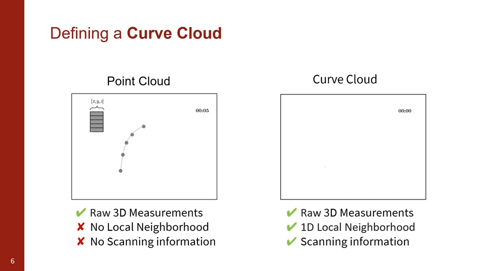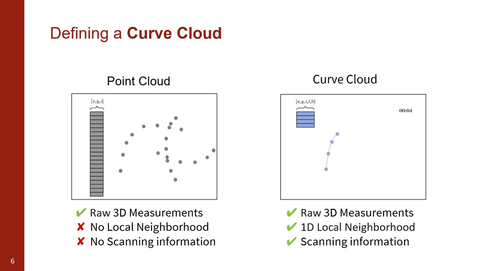Concretely, when scanning, a laser scanner traverses a laser across a scene. However, the popular point cloud representation discards the scanning information. In contrast, we use the scanning order as well as edge distances to construct a set of polylines, thereby establishing 1D local neighborhoods and maintaining the original traversal information.